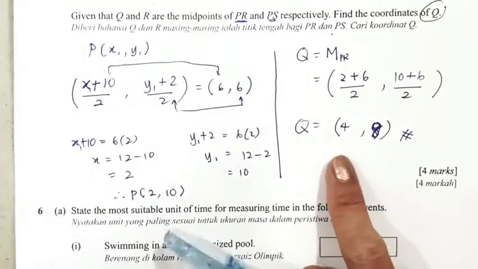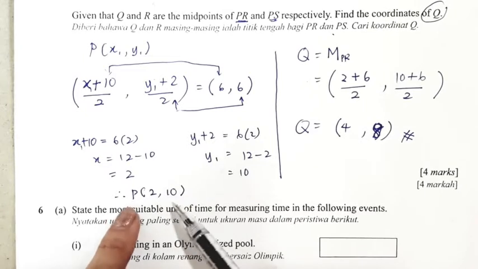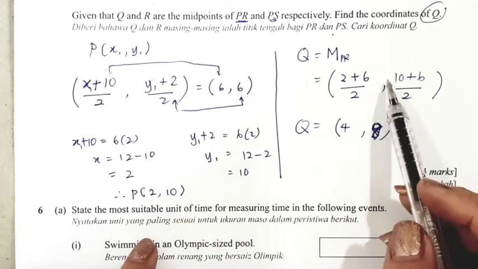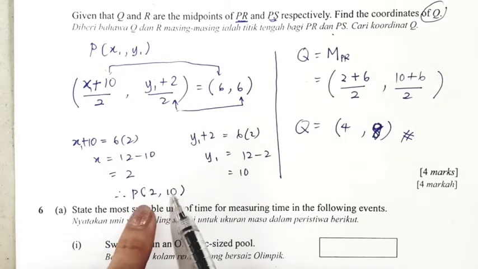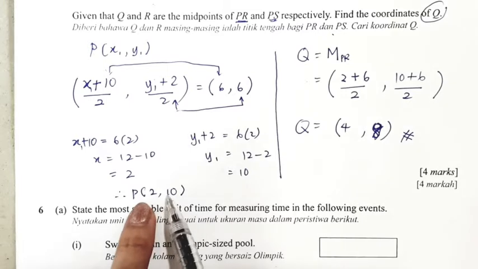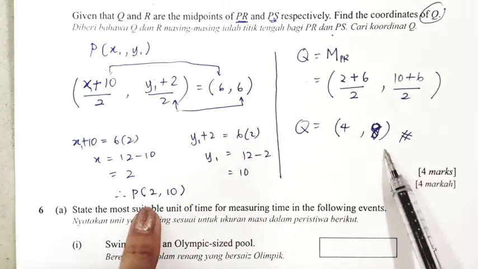Next. So this is how we get the 4 marks. 1 mark for this one. 1 mark for us to find the 1, 2, and 3. Yeah, your P must be correct. So start with this 1, 2, 3, 4. Okay?